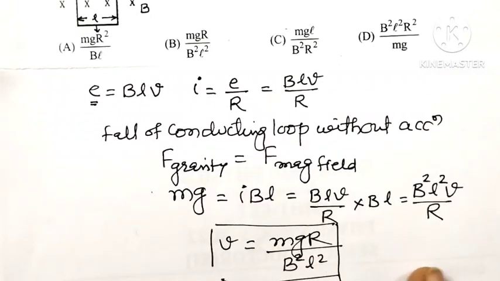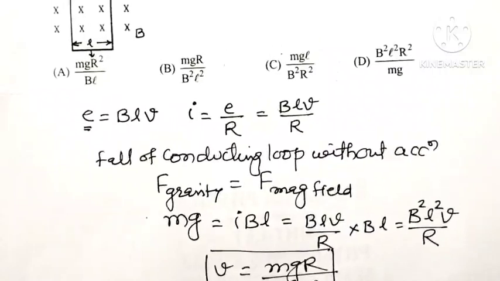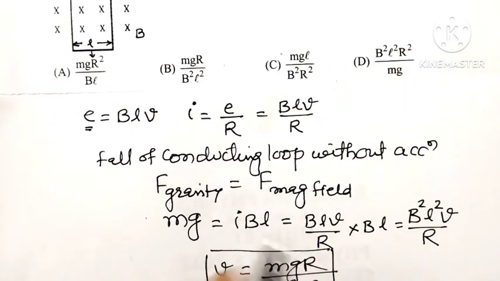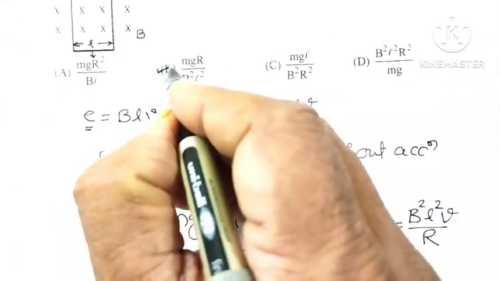So out of the 4 options, which option is correct? Look at option B, that is mgR divided by B square L square. So B is the correct option for this question.